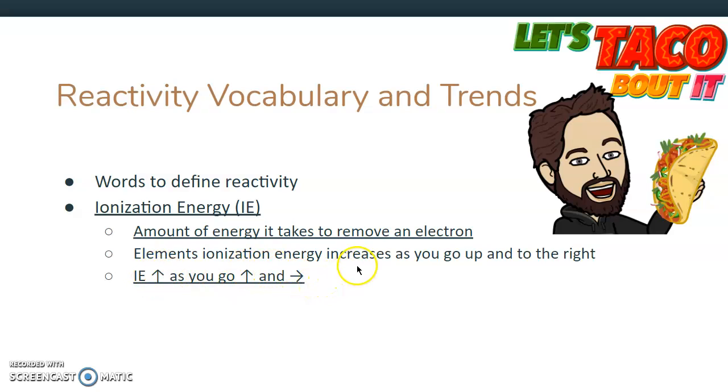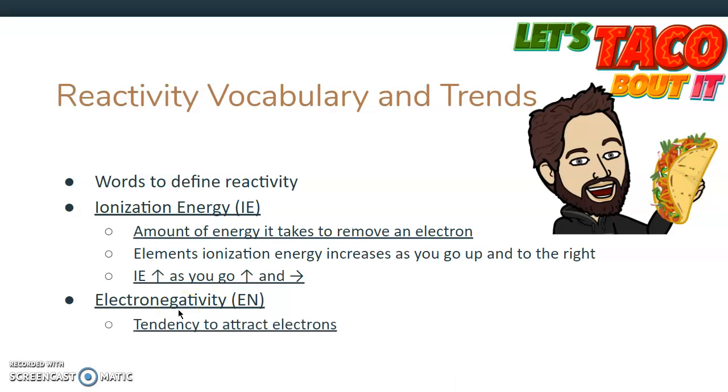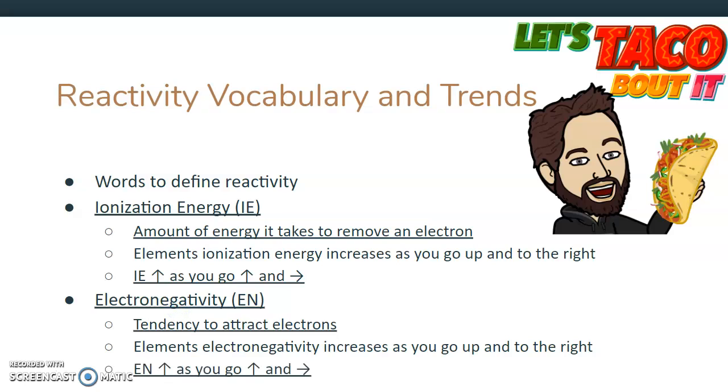So as always, I encourage you guys to write stuff that's underlined down. I think that's our most important takeaways from each lecture. So yeah, just a quick reminder. Our next word is electronegativity, which is abbreviated EN. It is an atom's tendency to attract electrons. And our element's electronegativity increases as we go up and to the right. And again, our quick little shorthand way of saying that is EN with an up arrow increases as you go up and to the right on the periodic table.